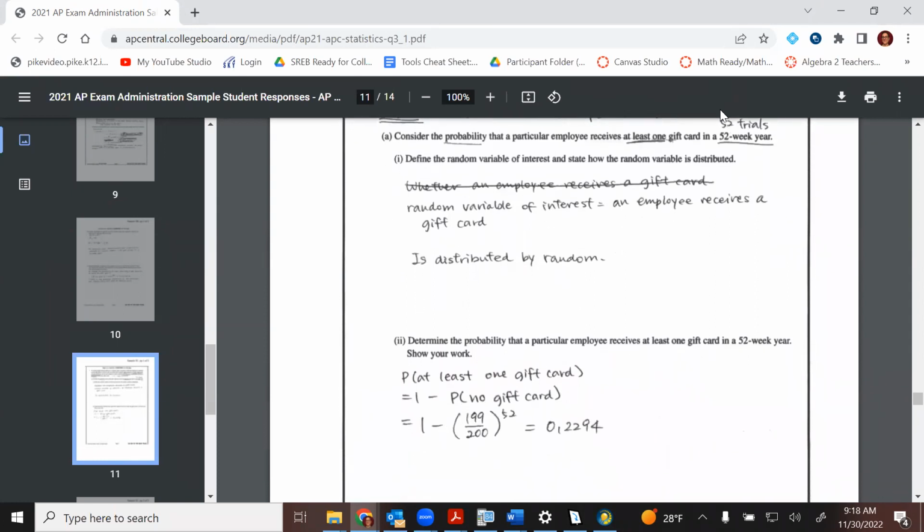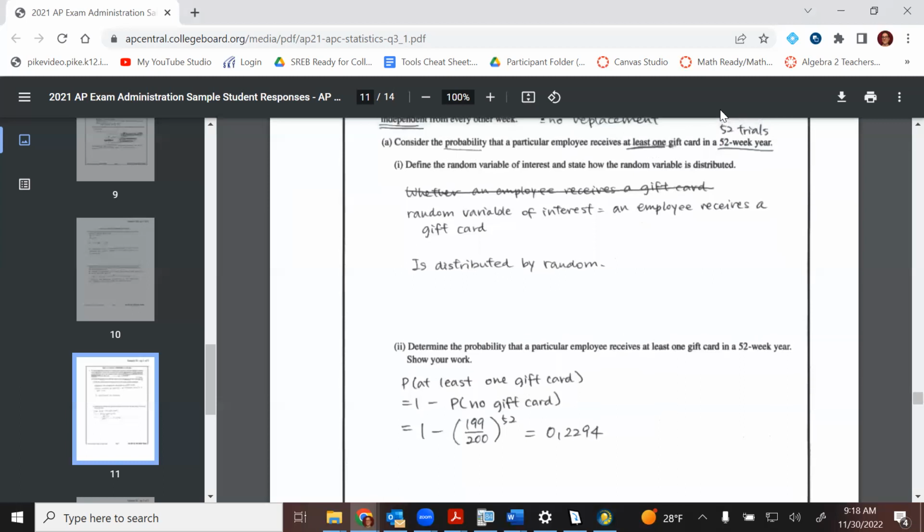So for part A, which was the entire front side, they wanted us to consider the probability that a particular employee receives at least one gift card in a 52-week year. Define the random variable of interest and state how the random variable is distributed. What do you guys think about this first part? Do you think that would be a significant answer to it?